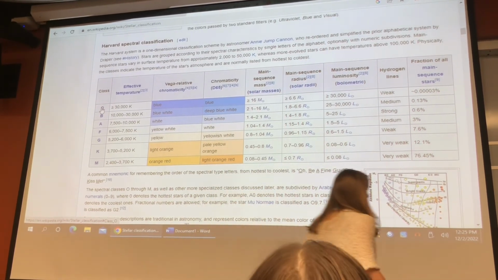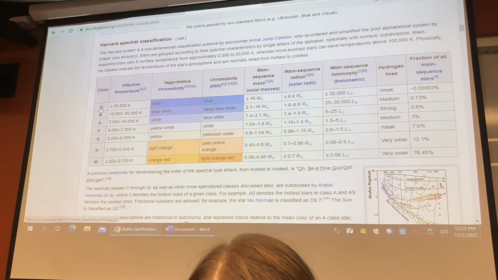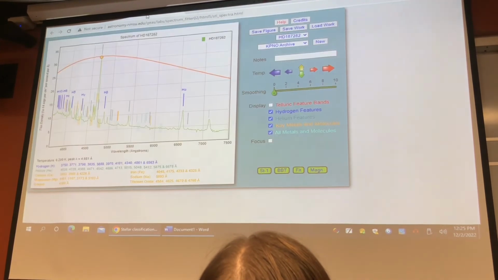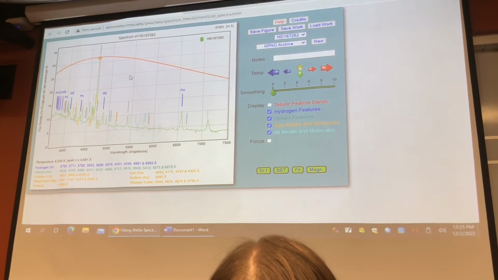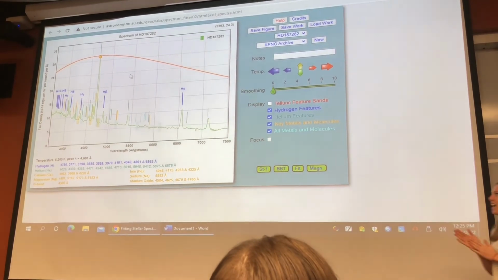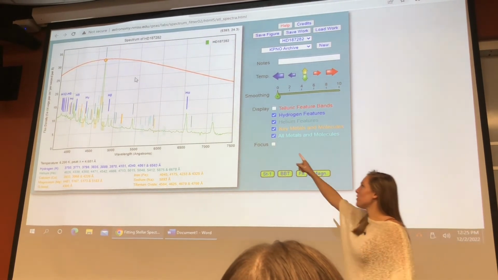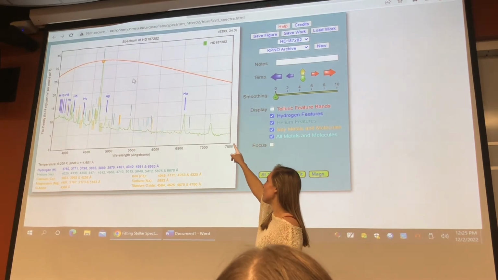Yeah, for sure. I picked one that was a little incompatible with this thing because again it's old and it's a little glitchy. So the one that I switched to is HD 187282.